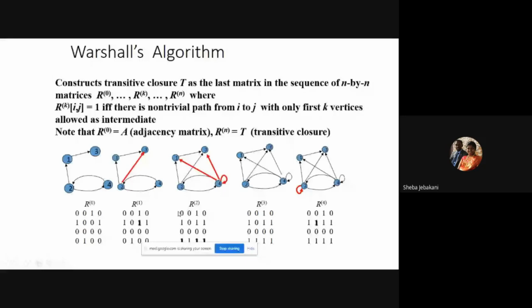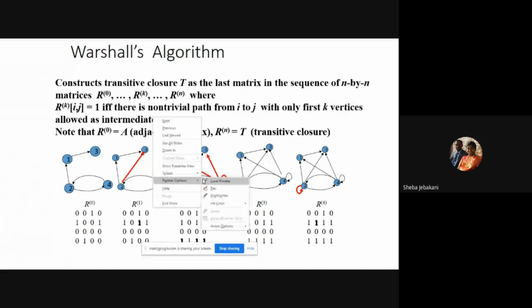Now this particular R of 0 is the basic adjacency matrix that you've got for this algorithm. When I'm choosing the first row and first column, I can find that there's a transitive path from 2 to 3, wherein I go from 2 to 1 and 1 to 3. So this particular place becomes 1.